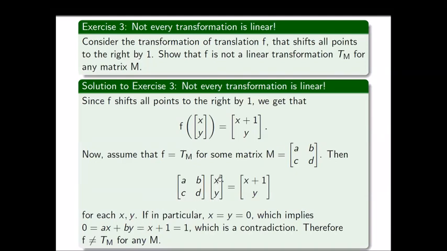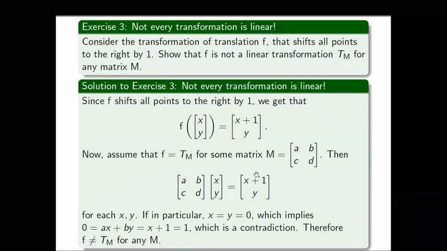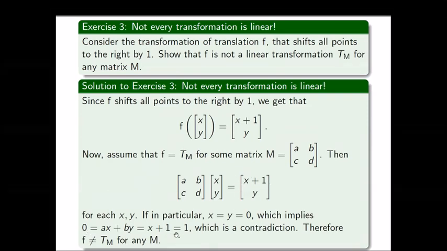So if we just look at the first equation in the product, it's going to be ax plus by, but it's going to be 0. But on the right-hand side, we have x plus 1, which becomes 1 when x is 0. So what we've arrived at is that 0 is equal to 1, which is obviously a contradiction, and therefore our assumption was incorrect. As a result, we've shown that f cannot be equal to T_M for any M.